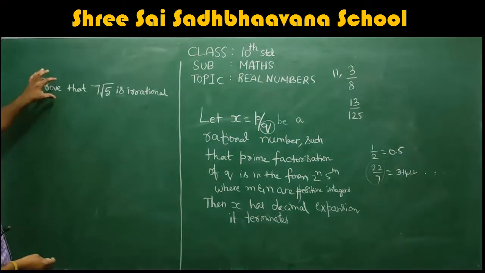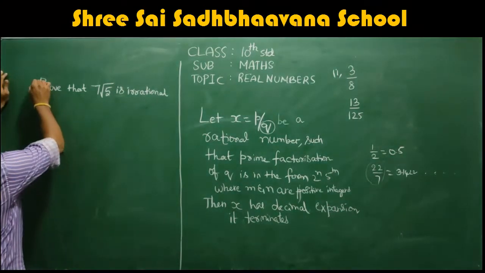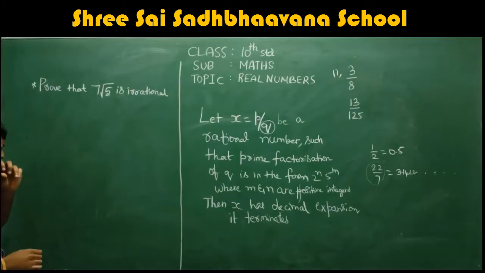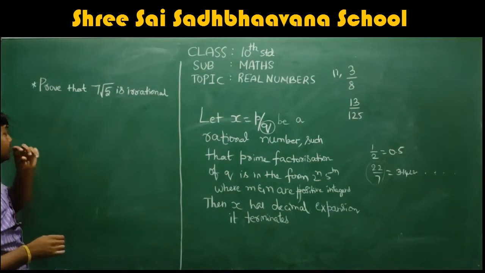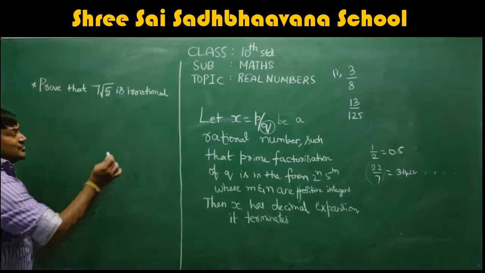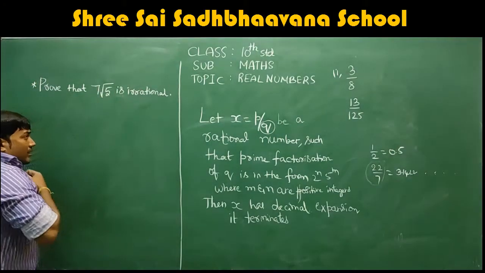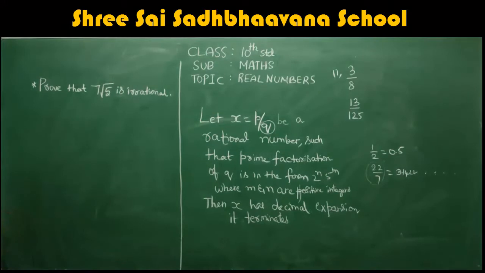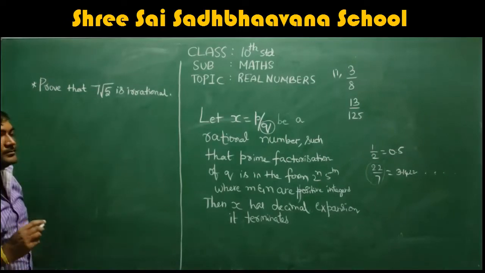Before going to that, let me prove one more type. The last cases we did 6 plus root 3, and we did root 3, root 2, root 5, and so on. Similarly, we have to prove that 7 root 5 is irrational.